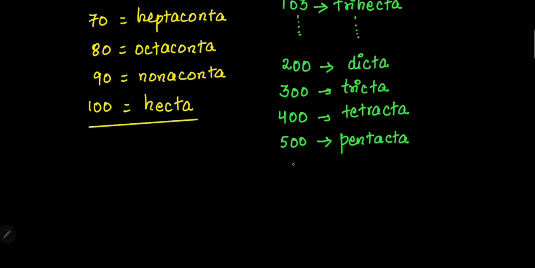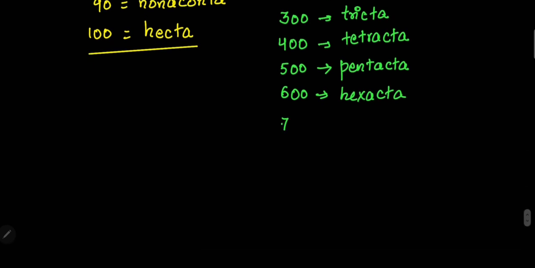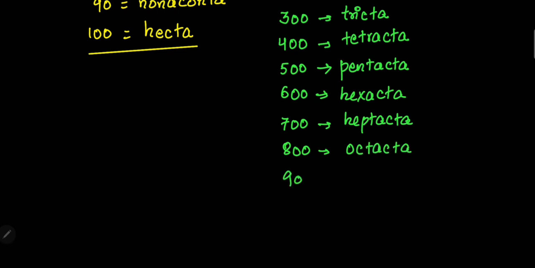500 is pentacta. 600 hexacta. 700 heptacta. 800 is octacta. 900 is nonacta. When it comes to 1000, it is named kilia. 1000 is kilia.